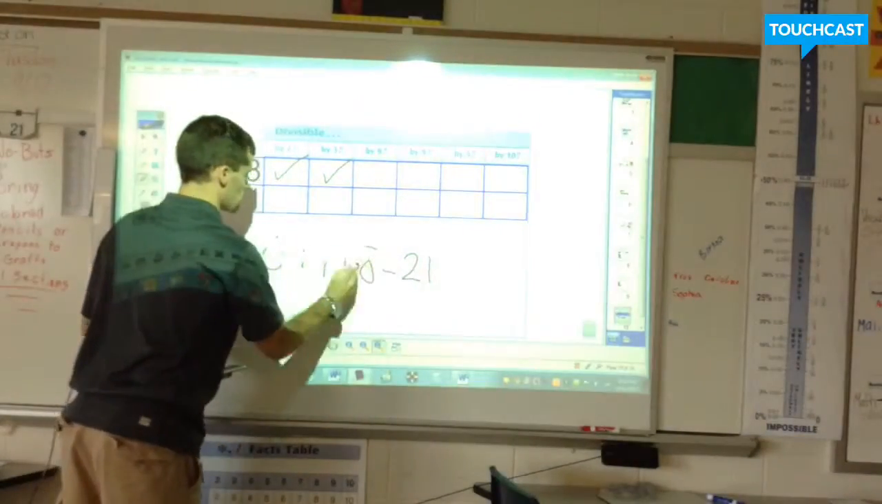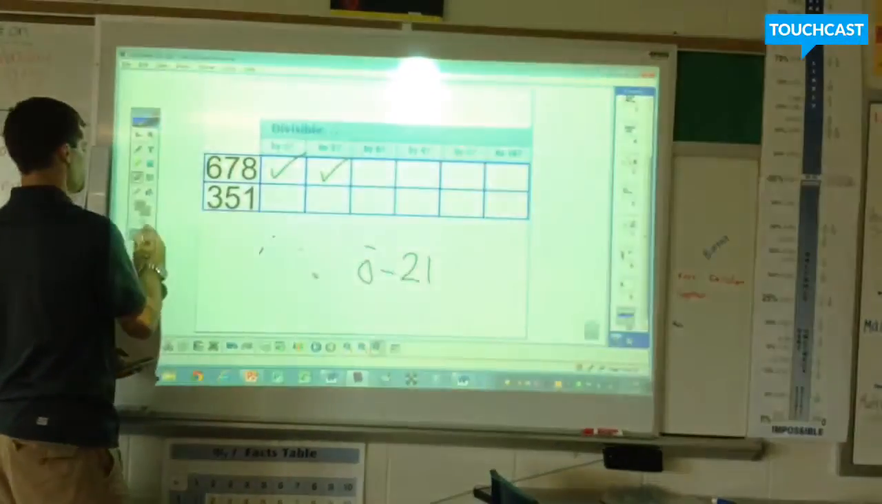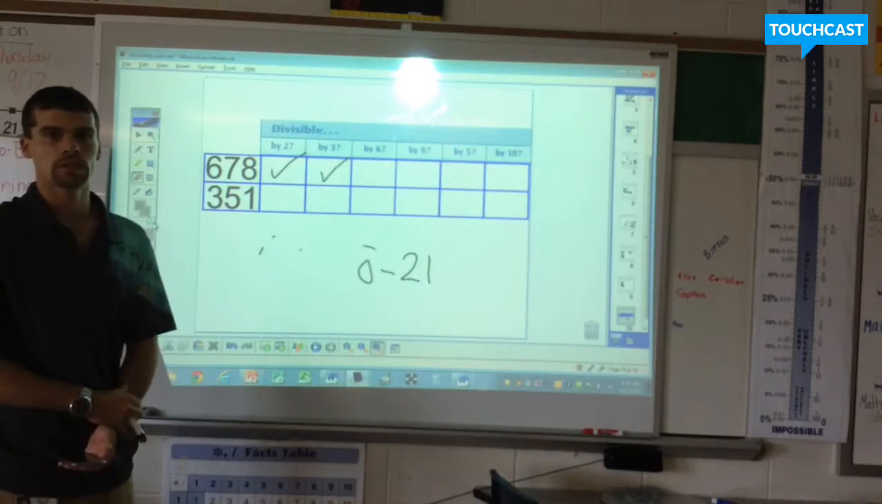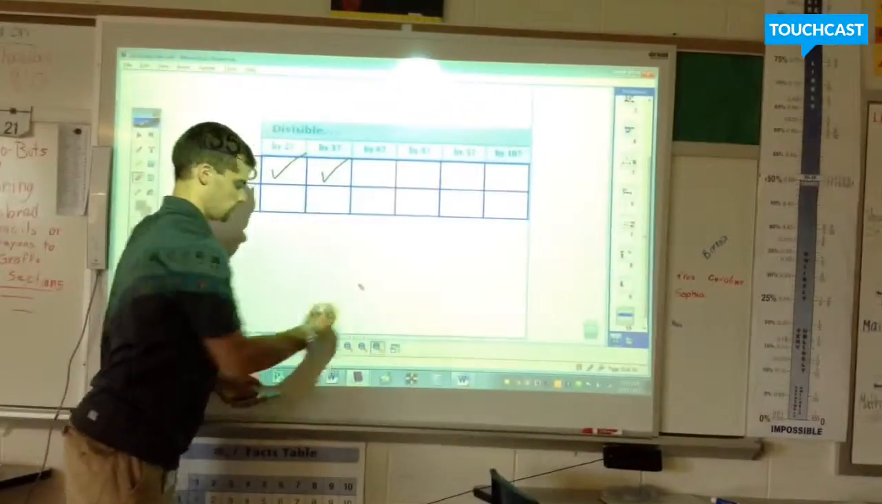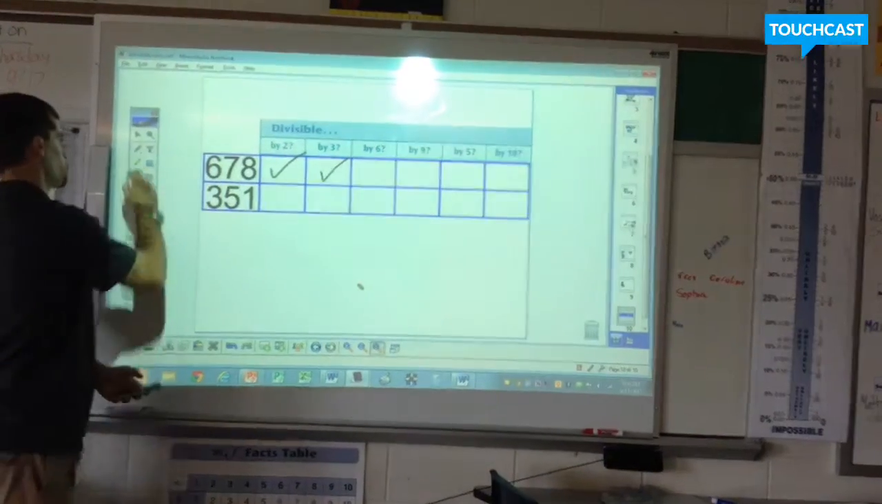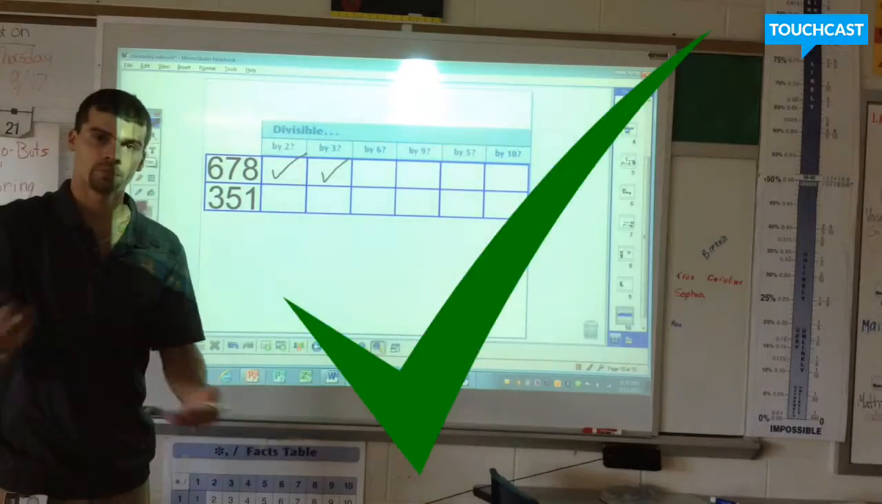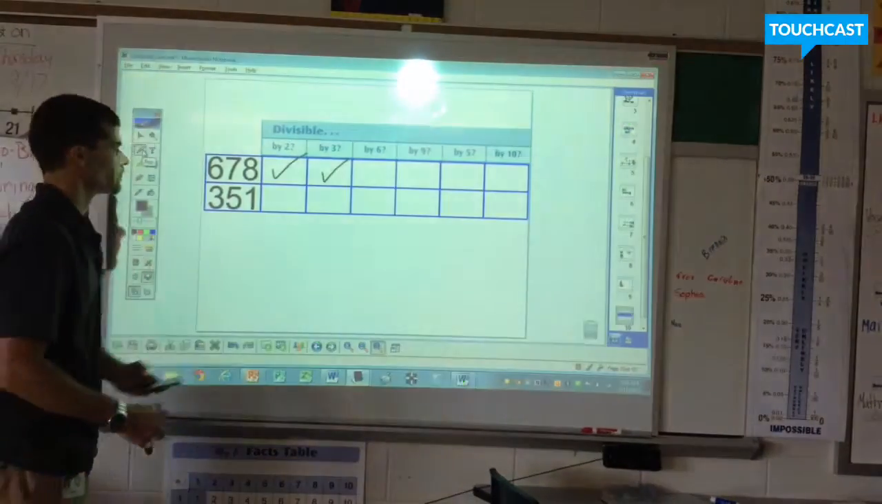So now we get to 6. How do we find if 6 is divisible into 678? We would see if 2 and 3 both work. Since 2 and 3 both work, we know that 6 works.